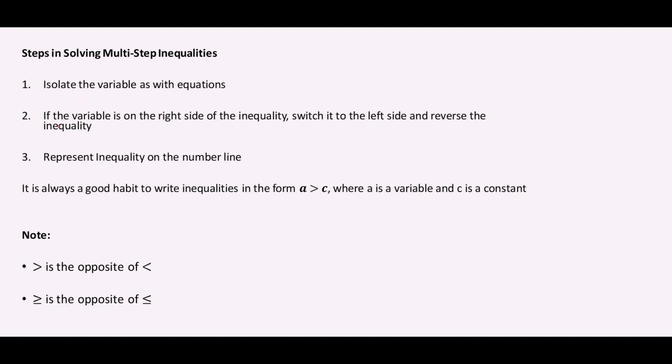And if the variable is on the right side of the inequality, we want to switch it to the left side and reverse the inequality, just like this note right here. When we switch greater than, it becomes less than, and vice versa. When we switch greater than or equal to, it becomes less than or equal to, and vice versa. And we always want to remember that when you multiply or divide an inequality by a negative number, the sign also switches. And then at the end, we're going to represent it on the number line.